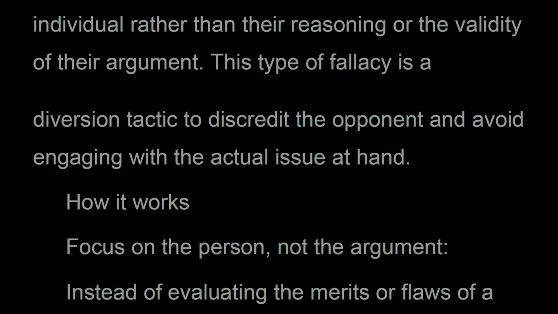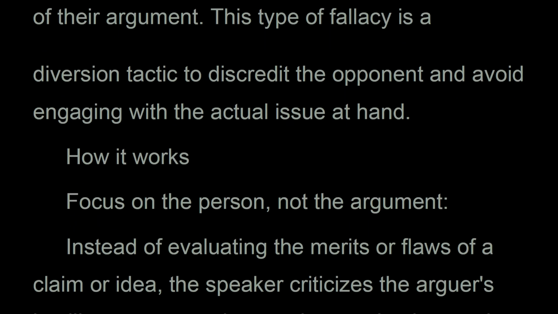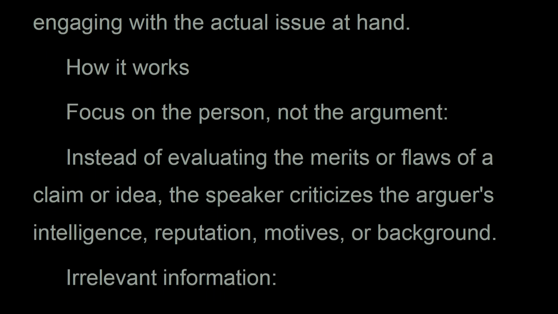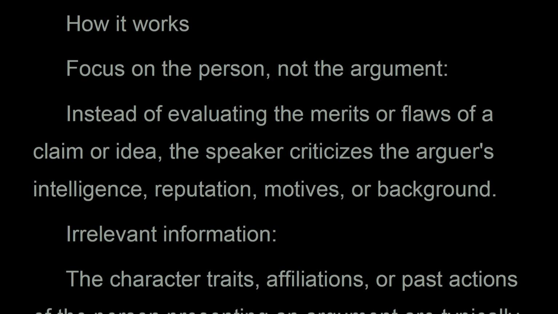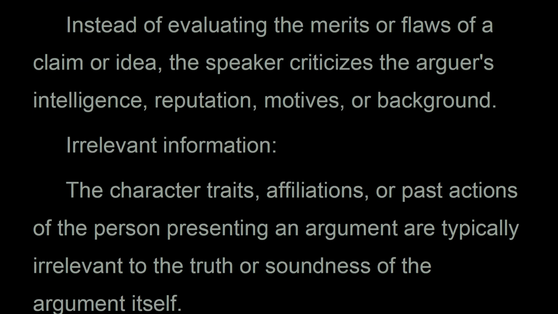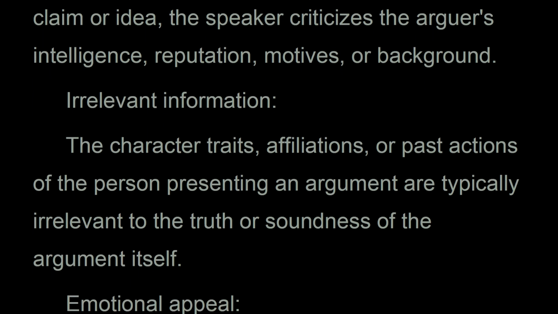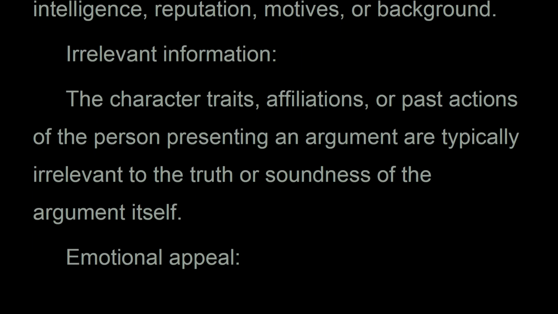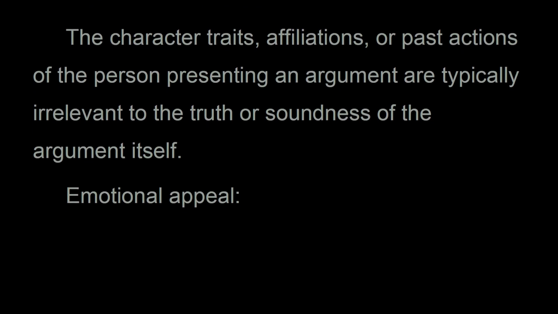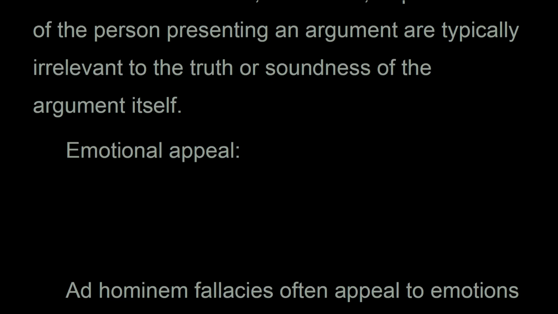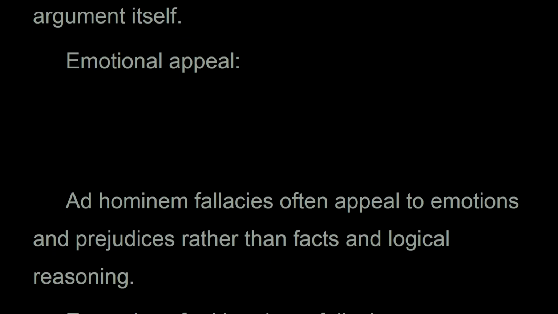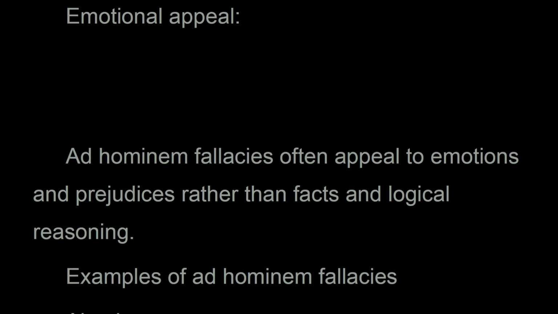This type of fallacy is a diversion tactic to discredit the opponent and avoid engaging with the actual issue at hand. How it works. Focus on the person, not the argument. Instead of evaluating the merits or flaws of a claim or idea, the speaker criticizes the arguer's intelligence, reputation, motives, or background. Irrelevant information. The character traits, affiliations, or past actions of the person presenting an argument are typically irrelevant to the truth or soundness of the argument itself. Emotional appeal. Ad hominem fallacies often appeal to emotions and prejudices rather than facts and logical reasoning.